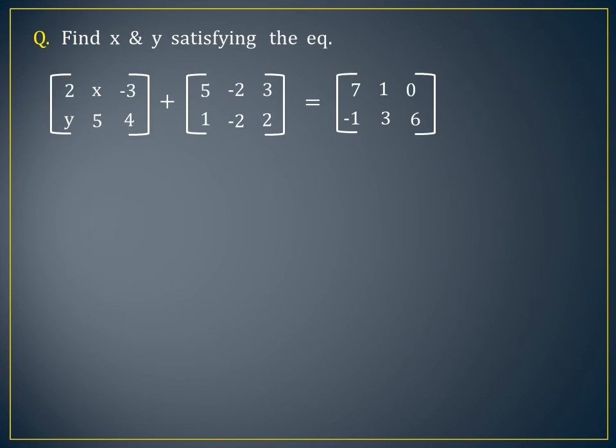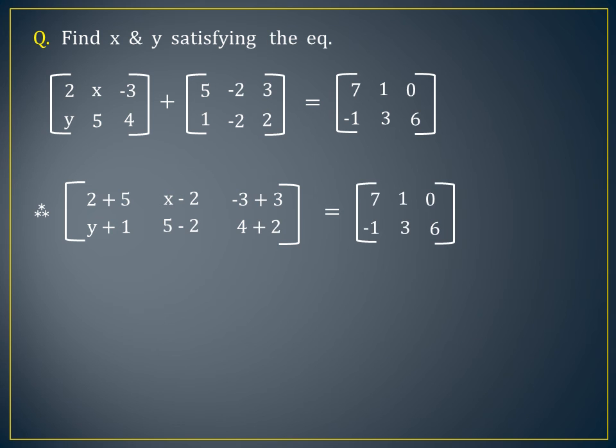Now in the following question they have given us that the addition of two matrices is equal to the third matrix and we need to find the values of x and y. So first let's add the two matrices. That gives us 2 plus 5 in A11 position, and next to it would be x minus 2, then minus 3 plus 3, and the next row would be y plus 1, 5 minus 2 and 4 plus 2. Since they have already said that the two matrices are equal, the elements at the corresponding positions also should be equal. So that makes x minus 2 equal to 1 and y plus 1 equal to minus 1. So therefore our value of x is 3 and y is minus 2.